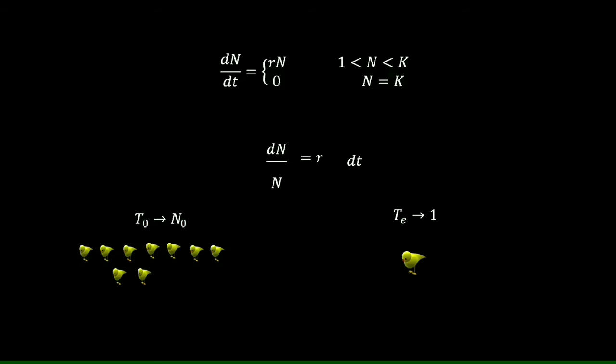Now by integrating both the sides and applying the respective limits, we get the following expression, which tells us the expected time when the birds will go extinct. Now note that if we had taken the limit as 0 instead of 1, we would have encountered the natural log of 0, which can't be evaluated.